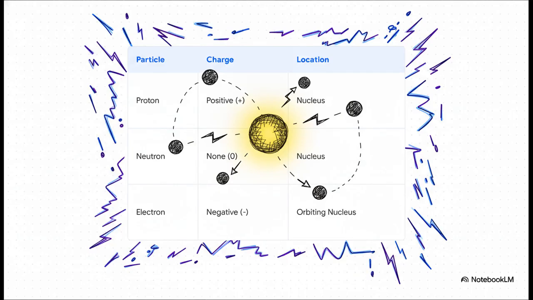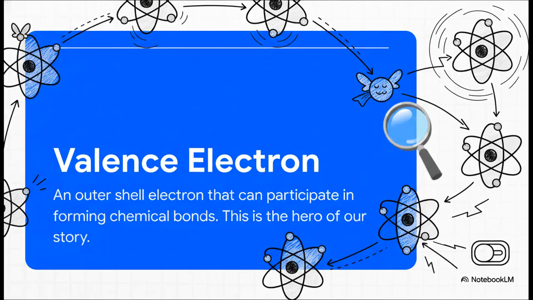Simple enough, right? But here's the key. That little negative particle, the electron, that's our superstar. It's the particle that does all the heavy lifting in electronics. Actually, to be even more specific, we really only care about the electrons on the very edge, in the outermost shell. We call these valence electrons. And you can think of them as the atom's social butterflies. They're the ones that get out there, mingle, and form connections with other atoms. They are the real heroes of this story.